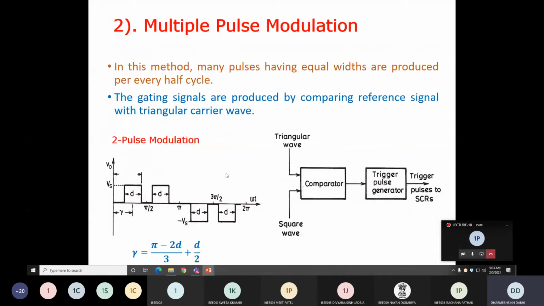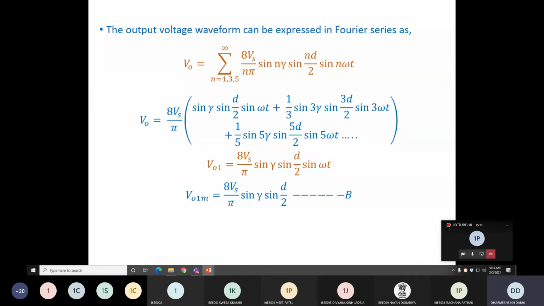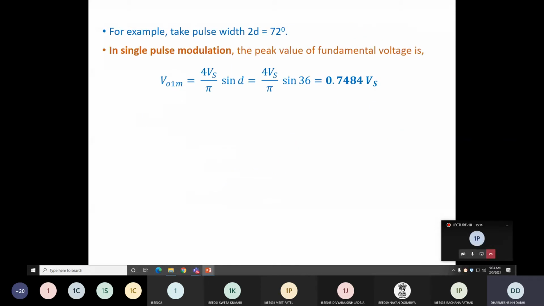So let's check that peak magnitude in the case of single pulse width modulation technique for 2d is equal to 72 degree. The equation again, repeat, 4Vs by pi into sin d. So d is equal to what? 72 by 2, 36. Sin 36 into 4Vs by pi. So you get the peak magnitude of the fundamental component 0.7484 times Vs. That is in the case of single pulse width modulation technique.